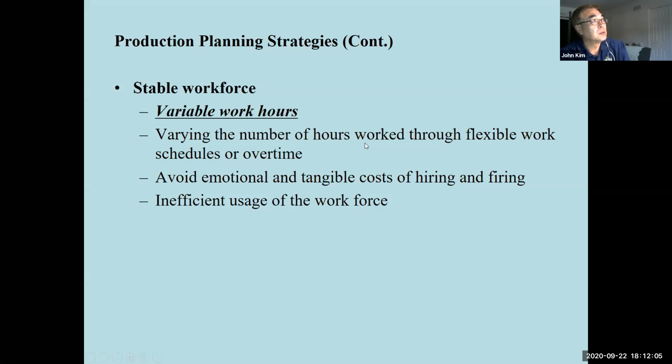When the Hyundai car and then Kia car demand was high, they needed increased capacity. They used this variable work hour strategy. So they use three shifts per day, a 24-hour run, and they also work during the weekend.